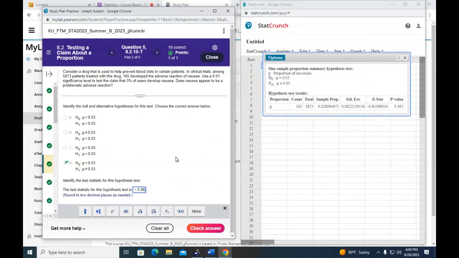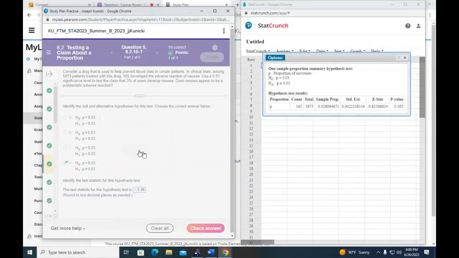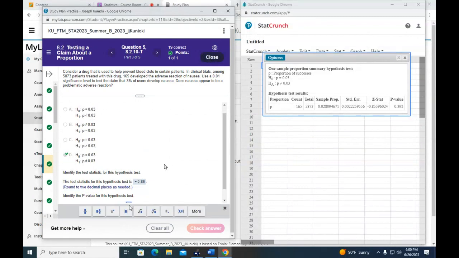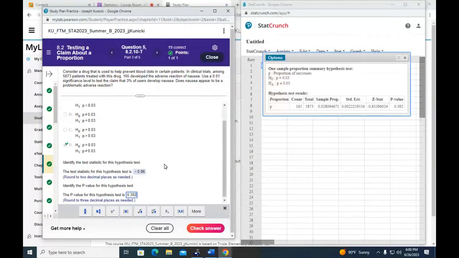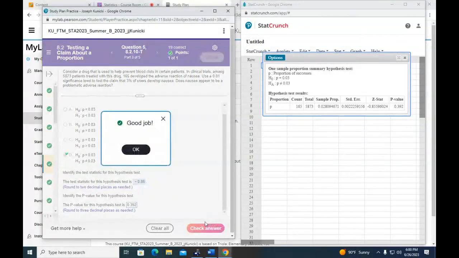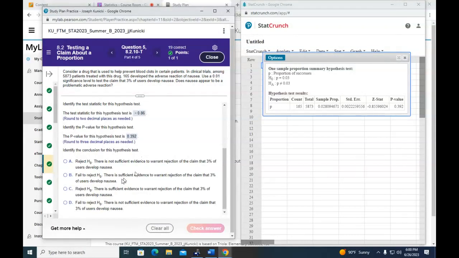So the test statistic is -0.86. It's not huge. The p-value tells you we're not going to reject. Three decimal places, 0.392. That's much bigger than 1%. We're at 39%. The p-value is definitely not low, so we fail to reject. Was equality in the null or in the claim? Yes. Did we reject? No, we failed to reject. So there's not sufficient evidence to warrant rejection of the claim. So it's D.